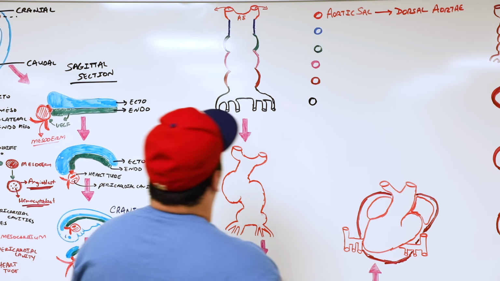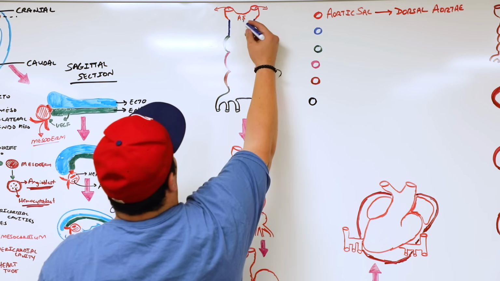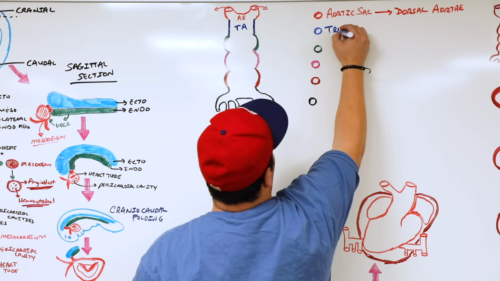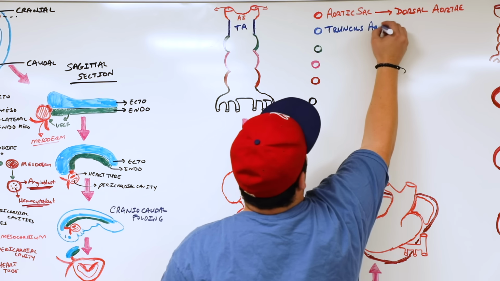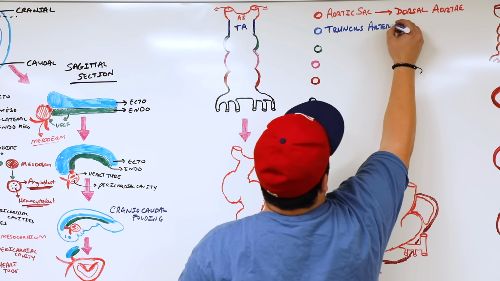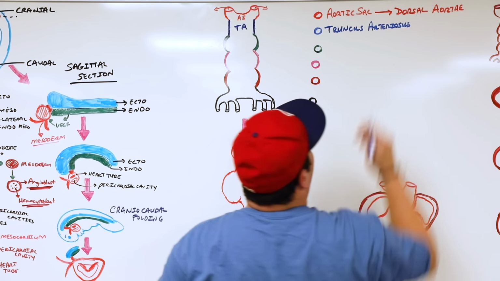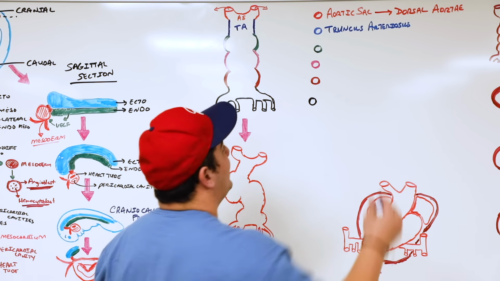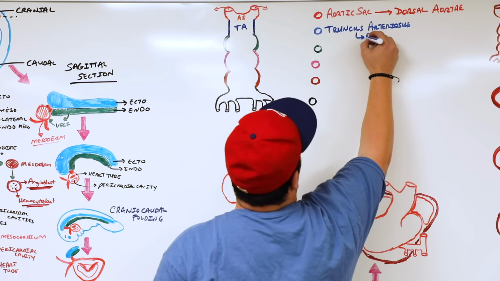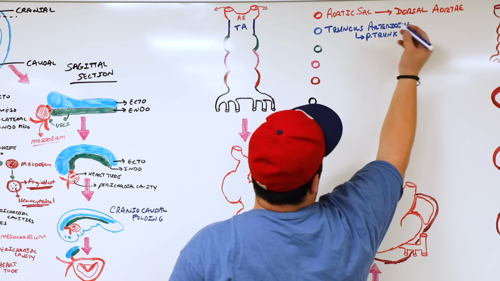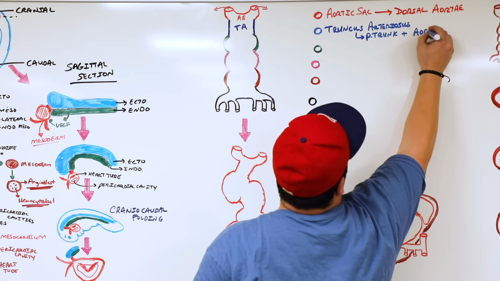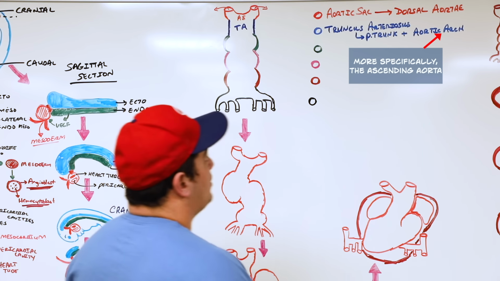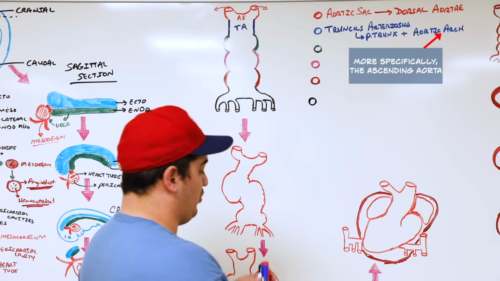Then below the aortic sac, what was the next structure? This was the truncus arteriosus. Here's what I really want you guys to know. The truncus arteriosus is what becomes the pulmonary artery and the aorta. So the truncus arteriosus becomes the pulmonary trunk, which is going to make up your pulmonary arteries, and your aortic arch. Okay? So, first thing I want you to know, truncus arteriosus becomes those two structures.